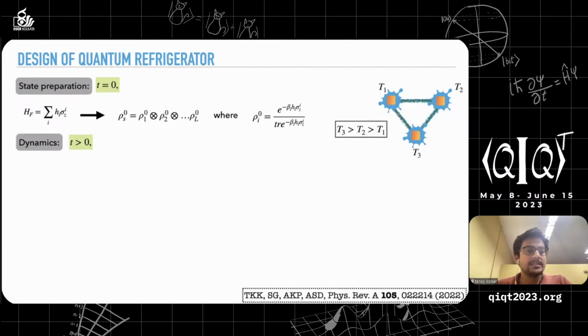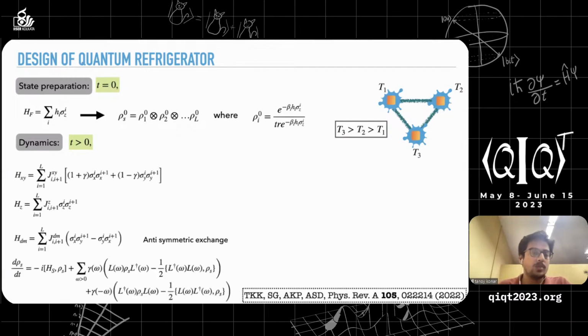Now at t greater than 0, we switch on the dynamics. And for our calculation, we have to check how the spin chain actually helps refrigeration. We take a defined type of interaction strength between these systems.